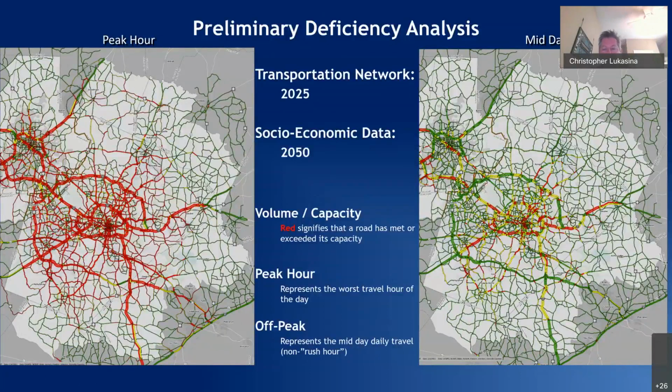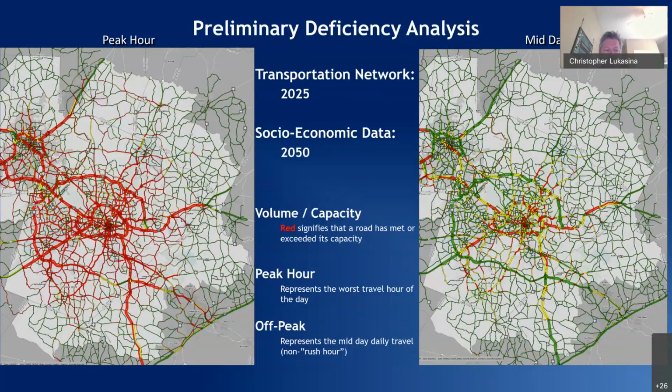But that's during rush hour. If we look at the midday, you can see that there's not nearly as much red, but there is a lot more red and yellow than there were in the midday for the base year. So we are seeing volumes go up across the board. We're seeing more congestion in that future, which would be expected with a lot of our growth.